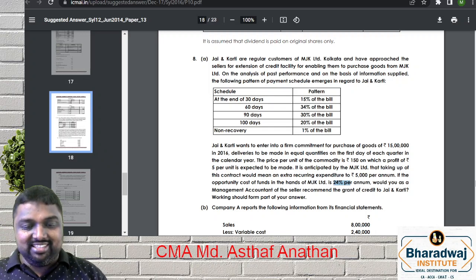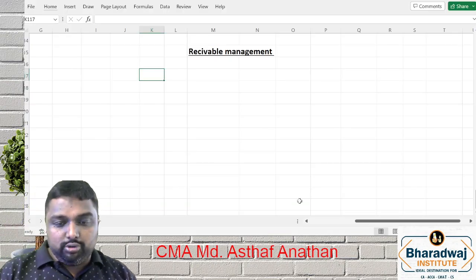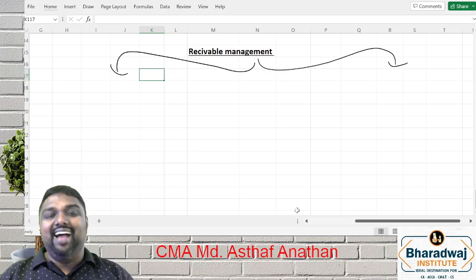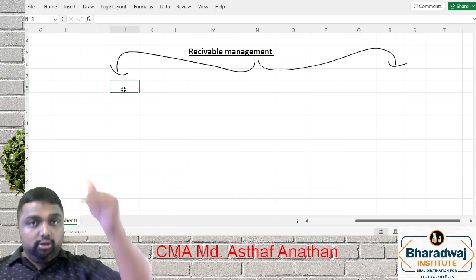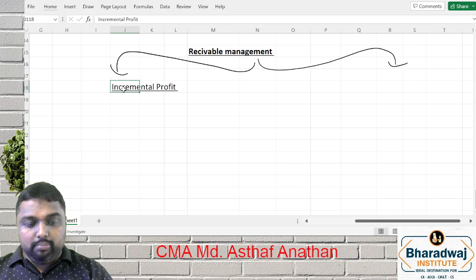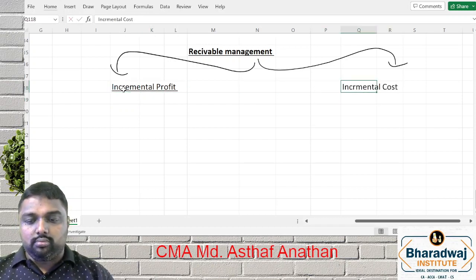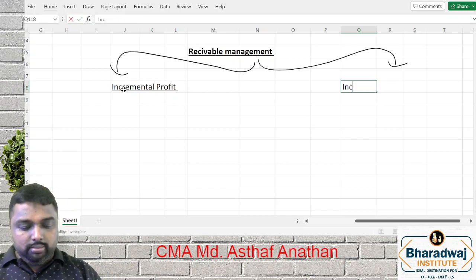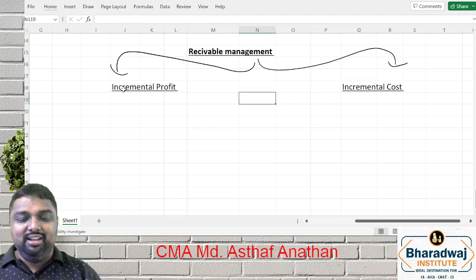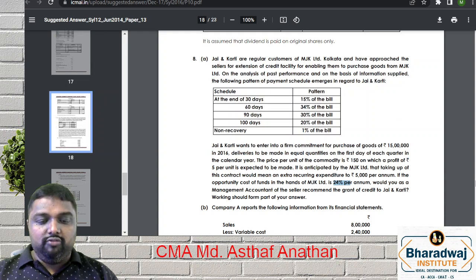So we have discussed that we will do under the incremental approach. So here on one side we can make the incremental profit. On another side, below that, you can go for incremental cost. So what is your incremental profit? Incremental profit is nothing but what the question itself has given. You are going to get a profit of what? 5.